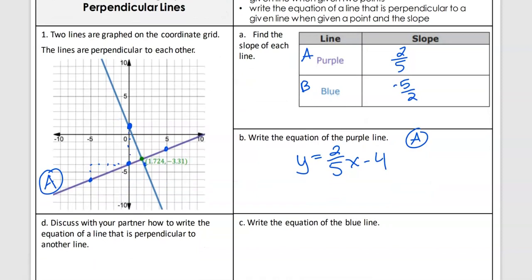All right, write the equation of my blue line. So we'll call that line B. So here we're going to have y equals, my slope is negative 5 over 2x. What is the y-intercept for my blue line? 1.